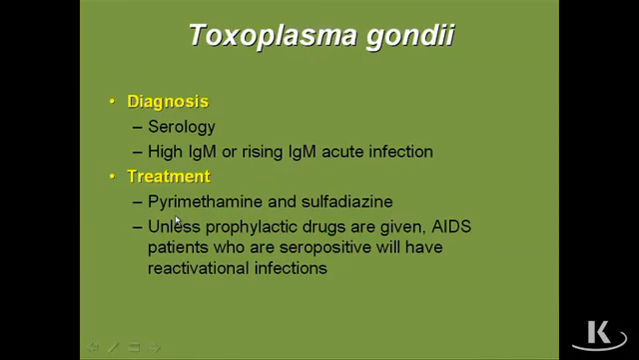All right. The treatment for toxoplasma, pyrimethamine and sulfadiazine, are used as the drugs of choice, and again, unless you prophylax AIDS patients, they're going to have recurrent and reactivational infections. So Babesia and toxoplasma, both in that table, are both considered high yield for Step 1.